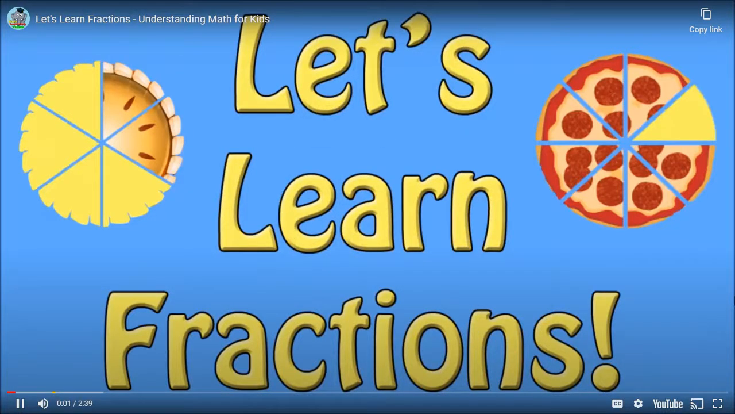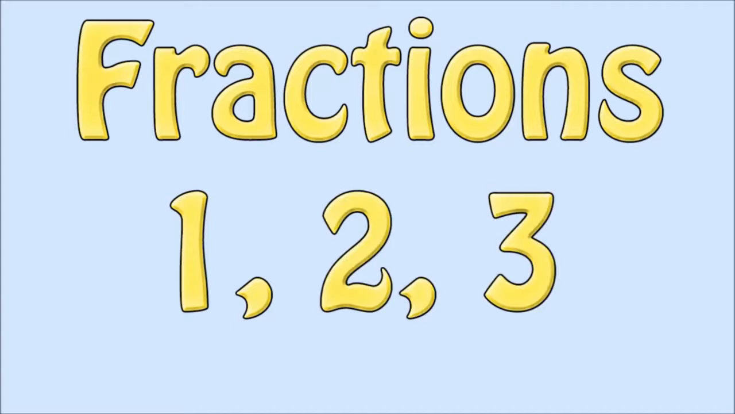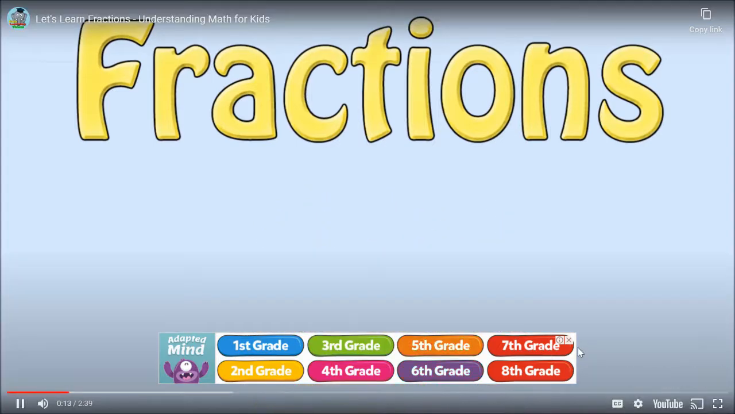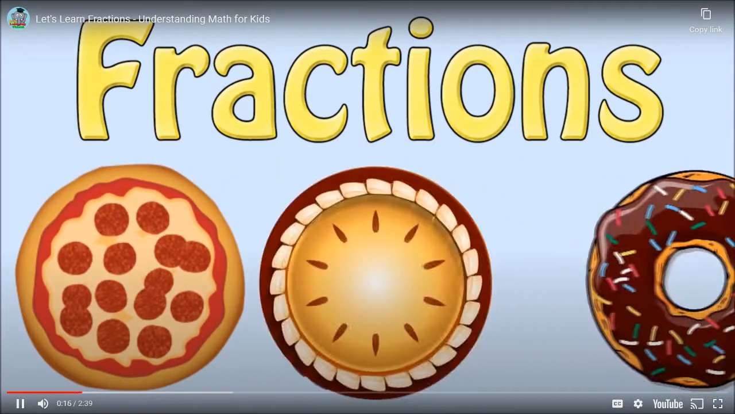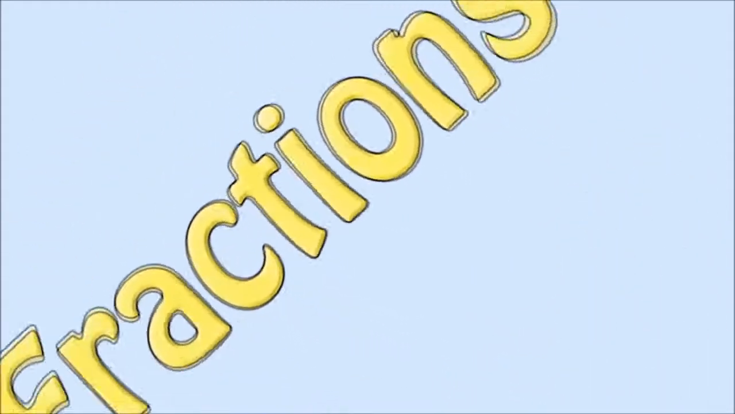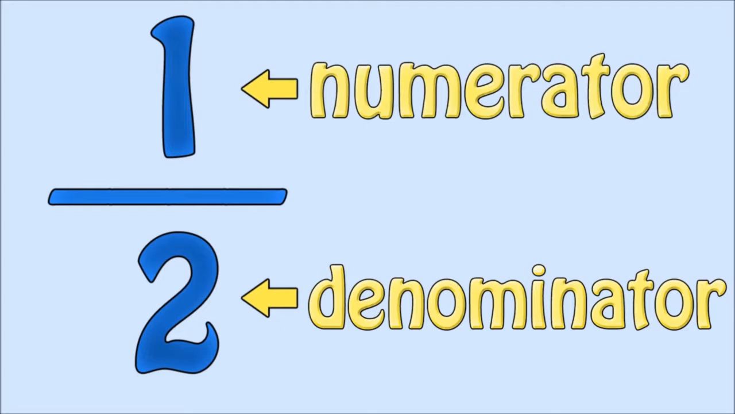Let's learn fractions. Understanding fractions can be easy as 1, 2, 3. Just watch this video and you'll be using fractions with ease. It's easy to count whole things, like a pizza, a pie, or a donut. But what if we only had part of one? How would we count it then? We'd use fractions. A fraction looks like this. The bottom number is called the denominator. It shows how many equal pieces an object has been divided into. The top number is called the numerator. It shows how many parts of the denominator you are looking at.